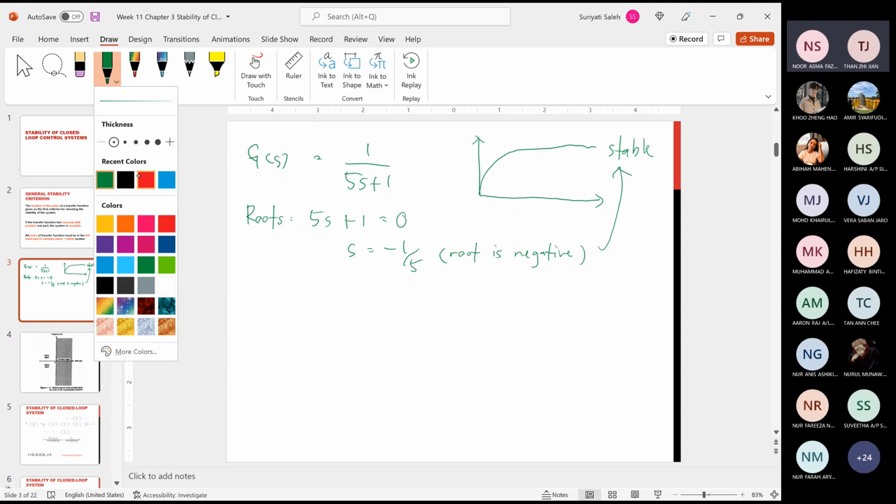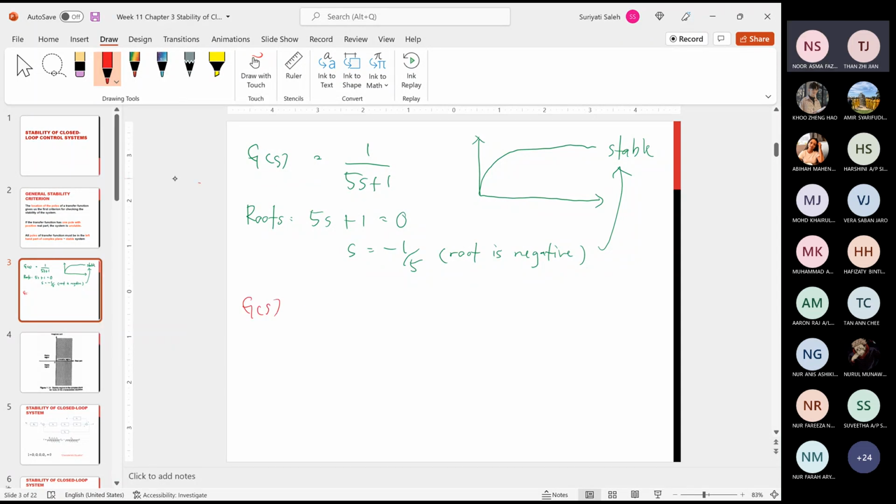Another example, let's say you have G(s) equal to 1 over 5s minus 1. If we calculate the root, 5s minus 1 equal to 0, s equals 1 over 5. You have the positive root. So when we have a positive root, this is normally considered an unstable system. Negative root, stable. Positive root, unstable.